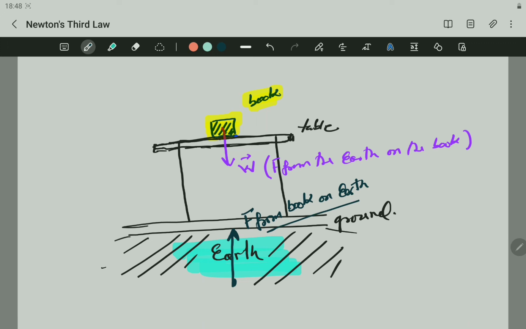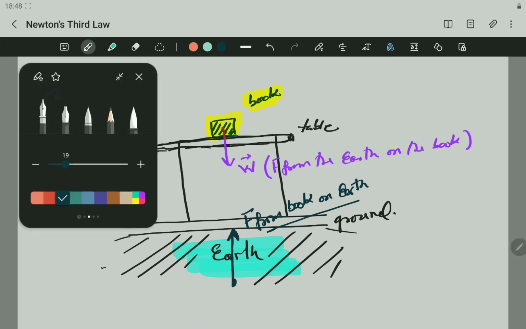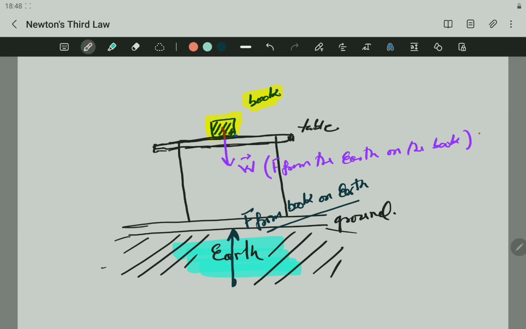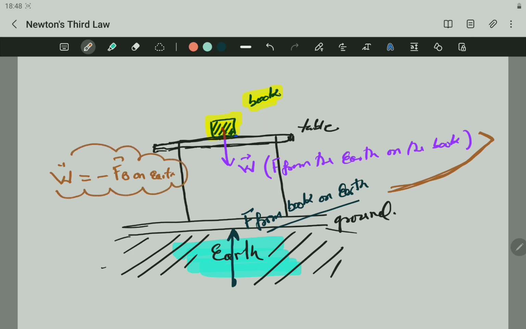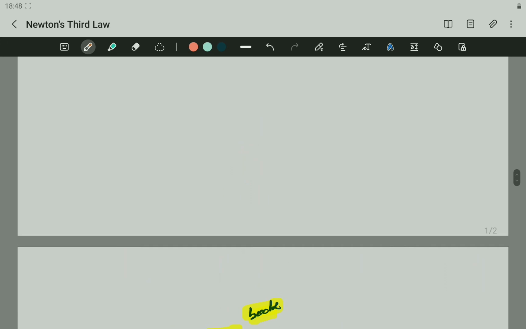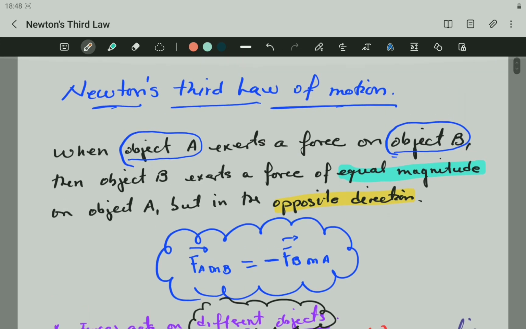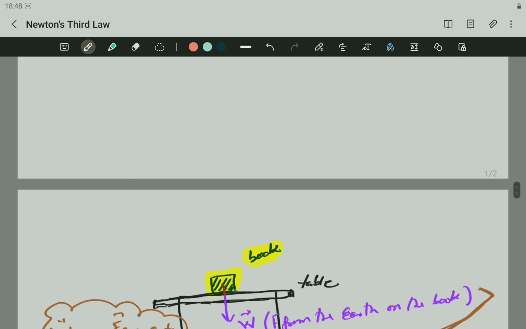Now, these are the action-reaction pair in this different situation. This force and this force are the action-reaction pair. So we can say that the weight on the book is equal to minus the force from the book on earth. This is what we call an action-reaction pair. They are equal in magnitude but opposite in direction. So I hope this is clear in terms of action-reaction pair. It's not that difficult. Let's see one last example.